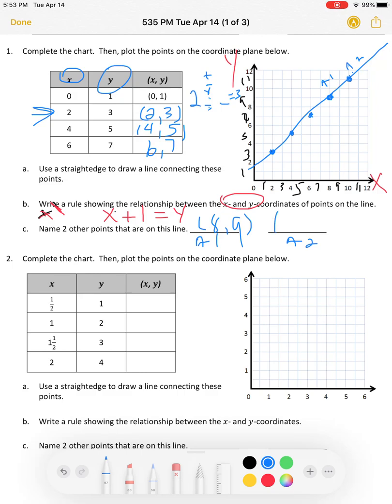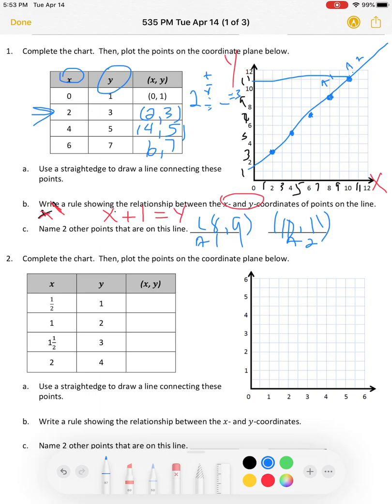Now let's move on to A2. We know we have to enclose them in parentheses with a comma in the middle. So let's look at A2. On the x-axis, A2 sits on 10. So the value for x would be 10 here. On the y-axis, A2 sits on 11. So the value for y would be 11 there. So we have our values. We have our coordinate pairs for both A1 and A2. Good job for us. Let's move on.